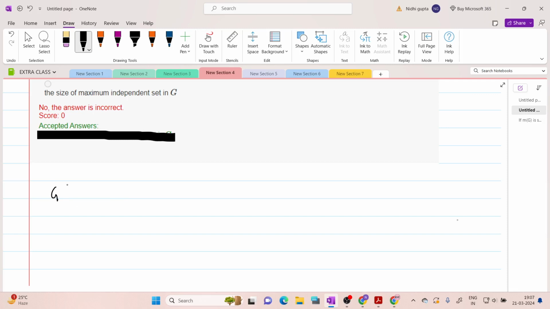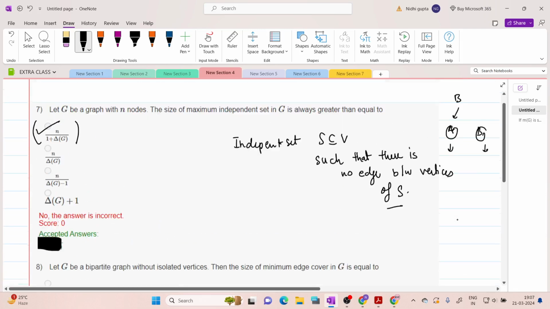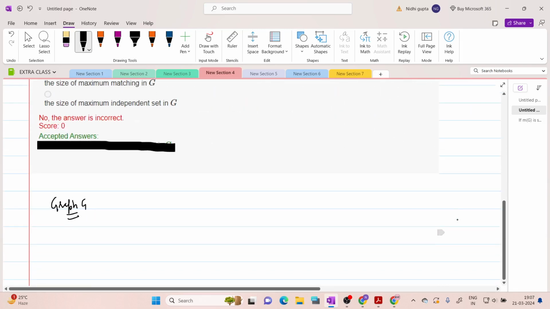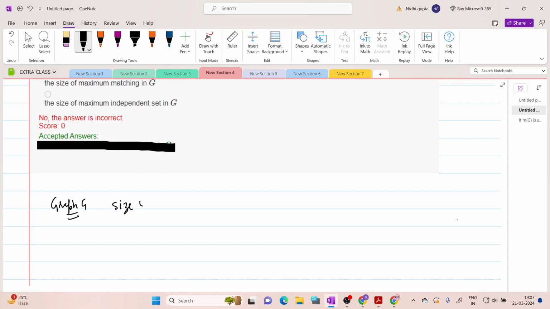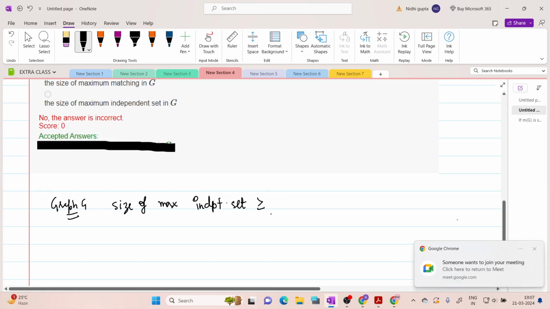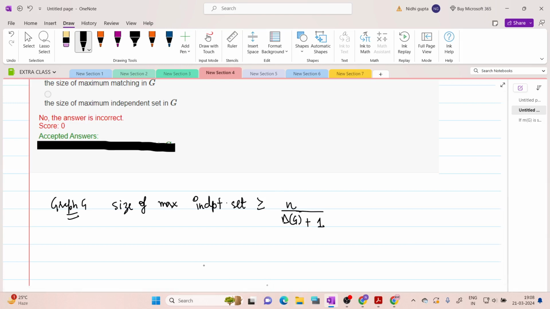Suppose we have a graph G, and we have to show that the size of the maximum independent set is greater than or equal to n by del G plus 1. We can take a small example like K22. Yes, if we are taking K22 or KMN only.